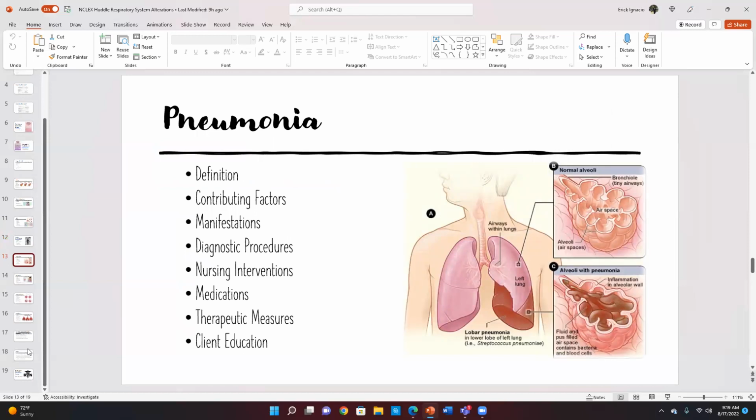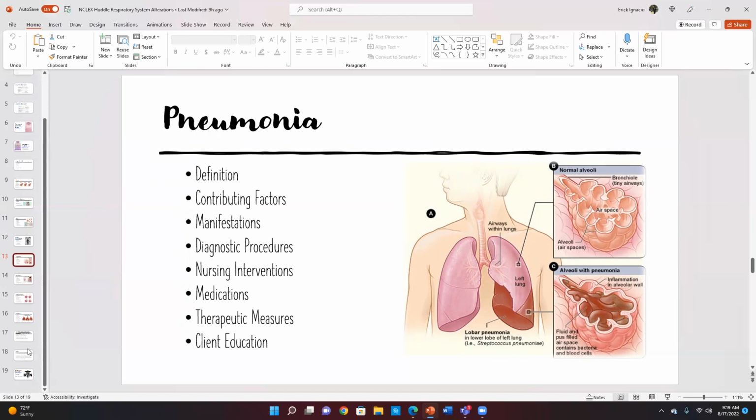So pneumonia is an inflammatory process in the lungs that produces excess fluid and exudate, and this fluid and exudate fills the alveoli. So there's different types of pneumonia. They can be classified as bacterial, viral, fungal, or chemical. So contributing factors to pneumonia: advanced age, right? No pneumococcal vaccination within the last 5 years.